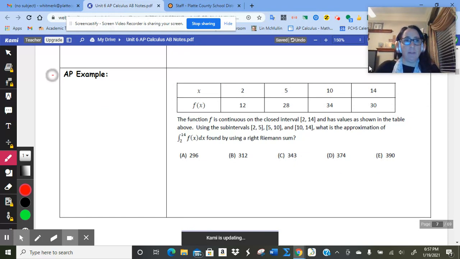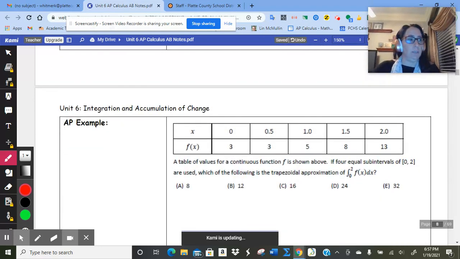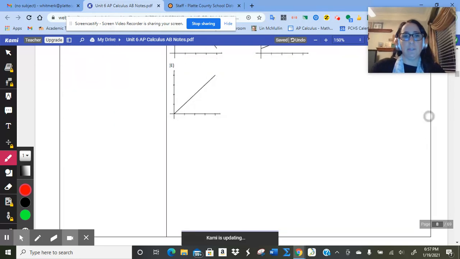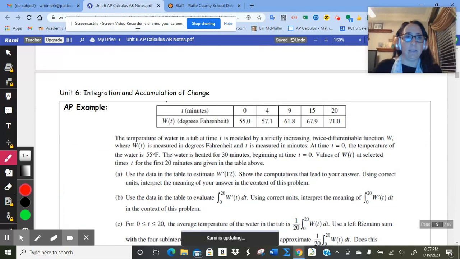Okay, you can try this one on your own as well. See if you get D. And I want you to try this one on your own and see if you get E. And try this one on your own and see if you get A. Then we're going to do this one together in class.